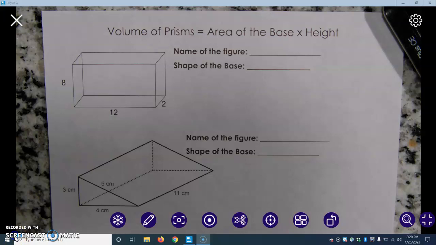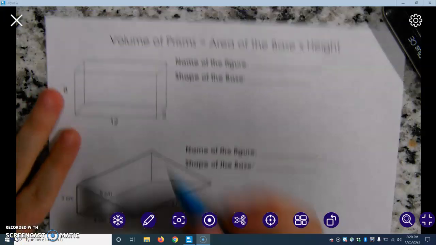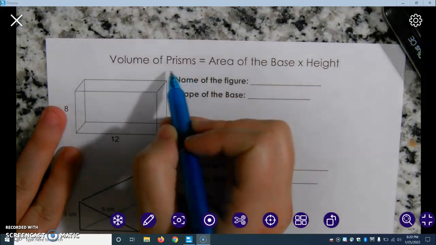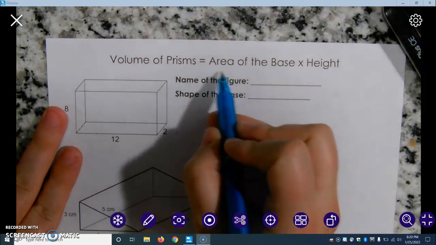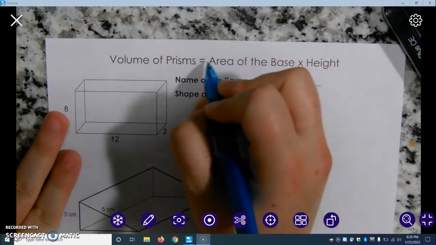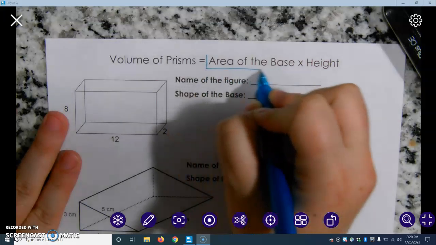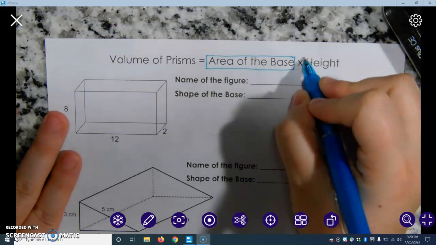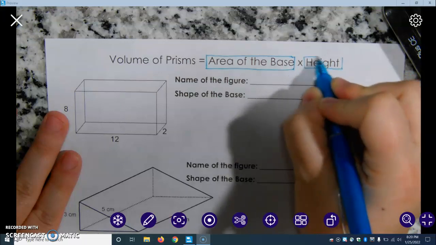Hi guys, in this video we're going to be finding the volume of prisms and cylinders. Even though cylinders are not prisms, they have the same properties. And this is the formula that we're going to use for every single one of these prisms and cylinders. We are going to find the area of the base and multiply that by the height of the prism.